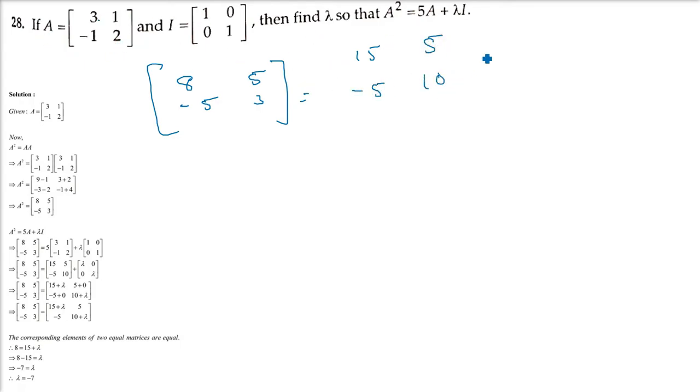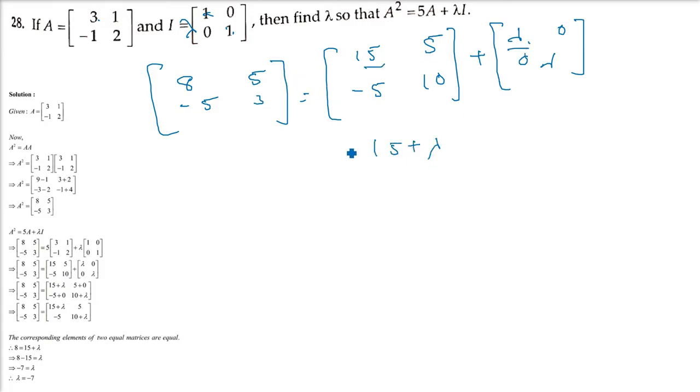5A is there, then plus lambda into I. Lambda into I, that is, multiply lambda with this identity matrix. So all these diagonal values will be lambda actually. So lambda, lambda, 0, 0. Now add the matrix on the right hand side and equate it to the left hand side. So 15 plus lambda. I don't have to compute anything else, because 15 plus lambda is equal to 8, because they are equal matrices. Okay, just write it here. 8 minus 15, lambda will be equal to minus 7. Lambda is negative 7. This is the answer.